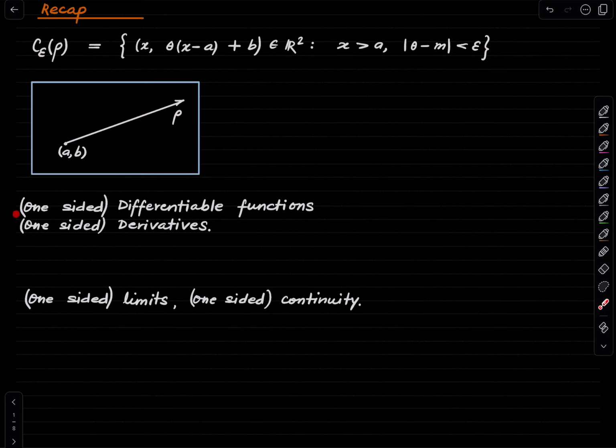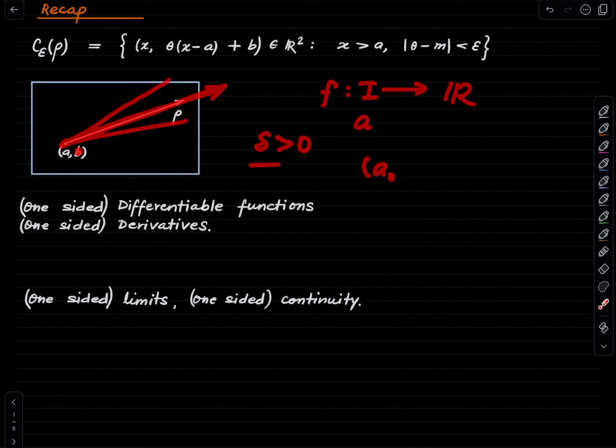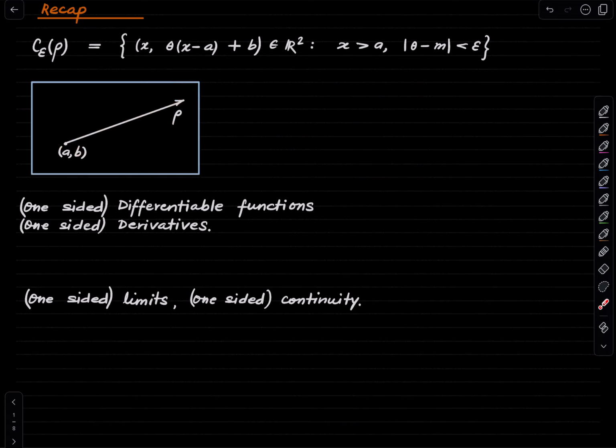Okay, then we defined one-sided differentiable functions, and then by extension two-sided differentiable functions, and we defined derivatives. So what were differentiable functions? A function f defined on an interval, and a is a point which is not a right boundary point. Then we say f is differentiable at a if there is a right ray starting at the point (a, f(a)), so here b becomes f(a), such that whenever you draw an epsilon cone about this ray rho, there is a delta greater than 0, such that the graph of the function in this region (a, a plus delta) is contained in the epsilon cone. So all of this requires a picture, and we did this in detail, so I'm not recalling everything.